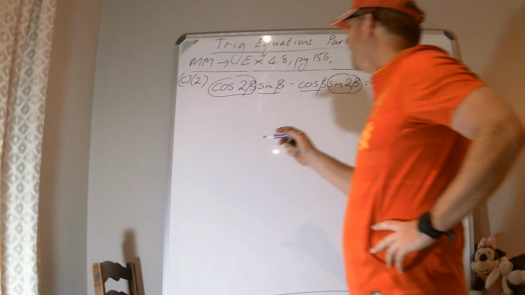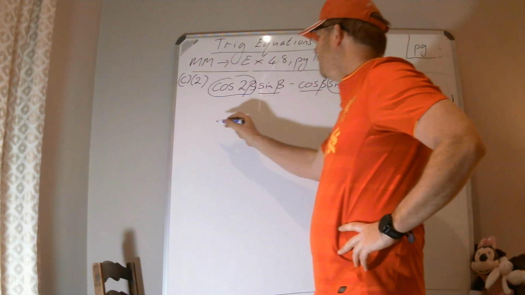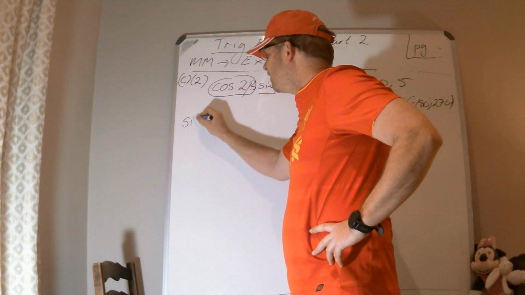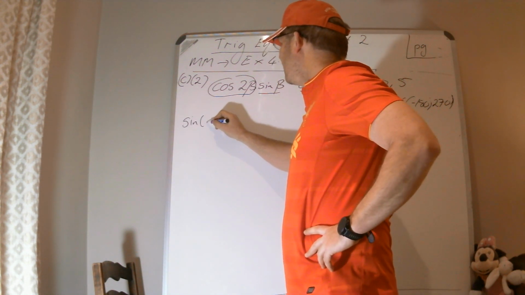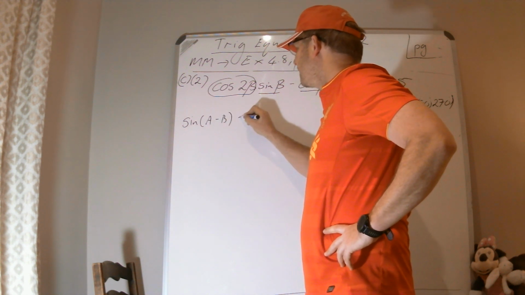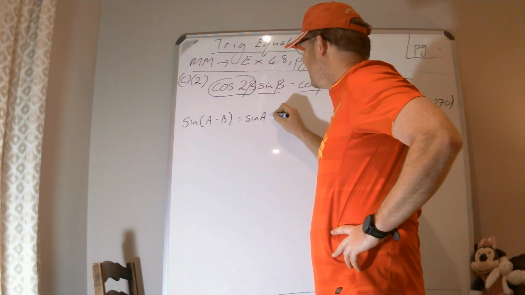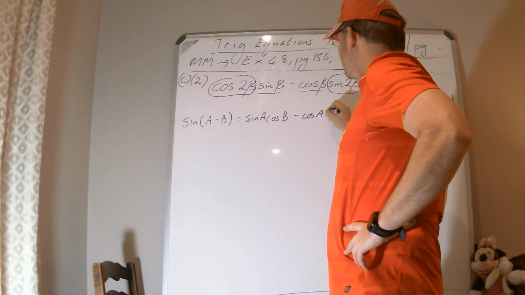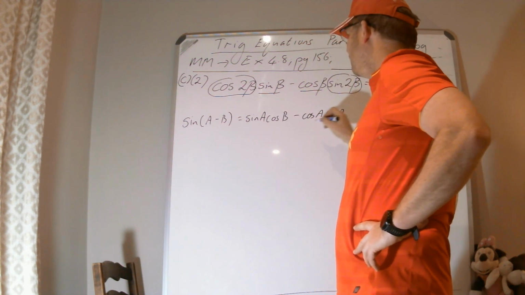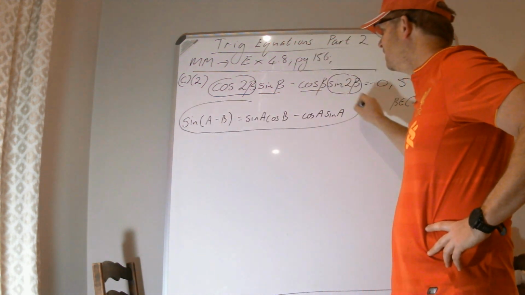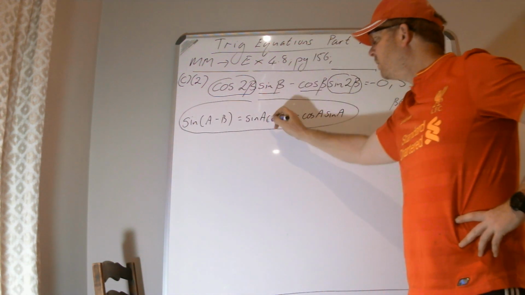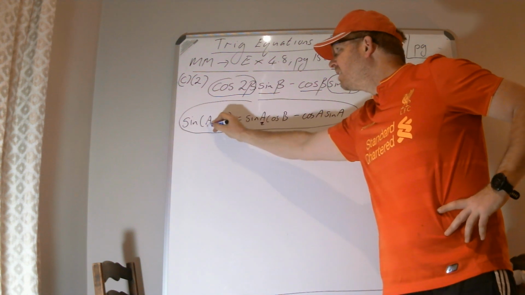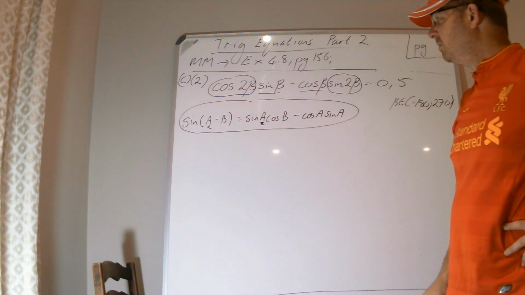Now you've got a formula, if you look on your formula sheet, which says sine of A minus B is equal to sine A cos B minus cos A sine B. And now with the sine rule, it's quite important, because whatever angle goes with the sine goes first in the first term, and that's quite important.